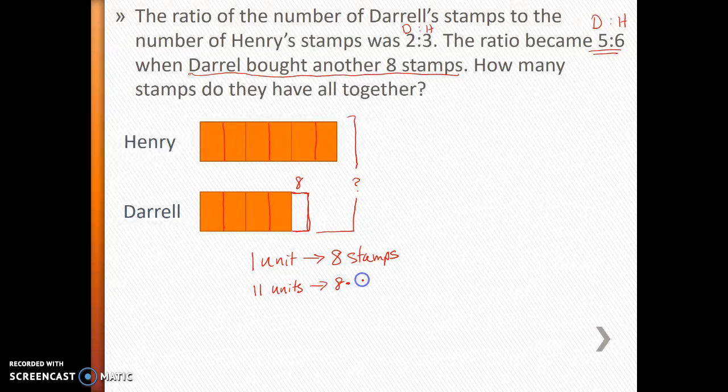So 11 units equals 8 times 11, which is going to equal 88 stamps. Pretty cool, right? Okay, let's do another one.